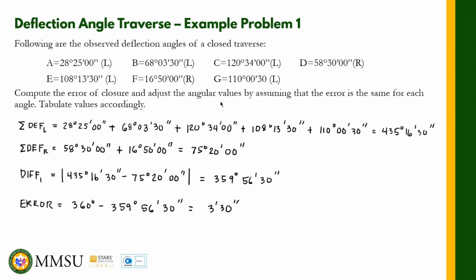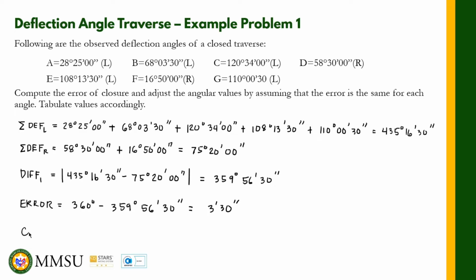Okay, it's stated here that the error of closure should be uniformly distributed to all the angles. Ibig sabihin, pare-parehas dapat ang error. Error is the same for each angle. So we should divide this error to each of the angles. But take note here that we should be careful whether we add or subtract the error. But we need to solve for the correction first.